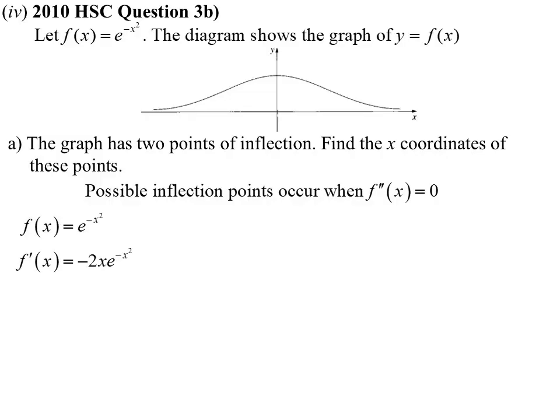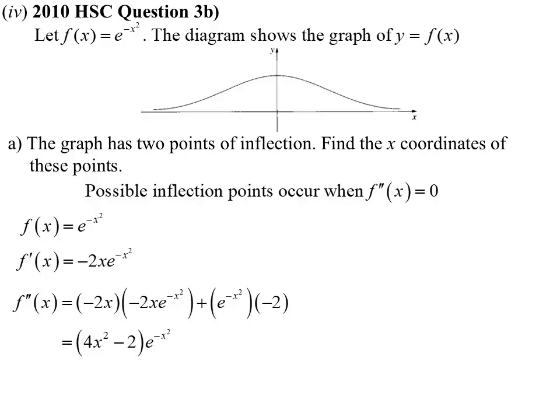e to the minus x squared. Differentiate it once, I get minus 2x e to the minus x squared. Differentiate a second time, got to use my product rule. Write down the first diff the second plus write down the second diff the first. There's our second derivative. So solving that equal to 0, we get plus or minus 1 on root 2.